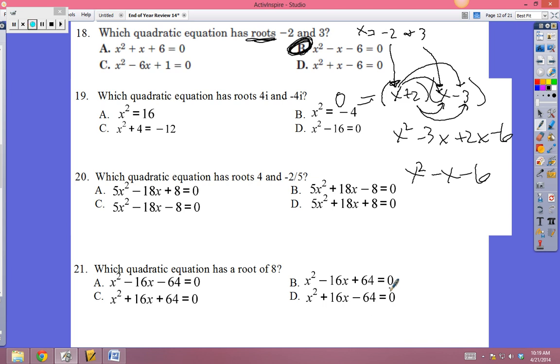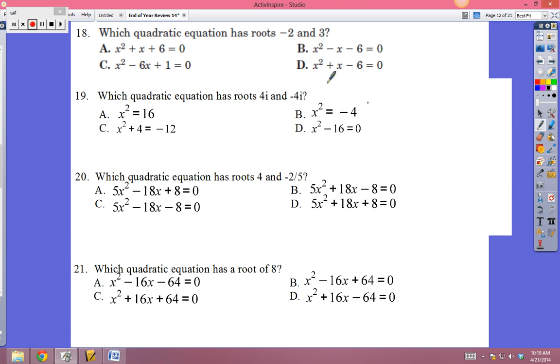Okay, 19 is kind of a trick question. If your solutions are 4i and -4i, so we got x equals 4i and -4i, it's going to be the same. 0 has to be x. So if I plug this 4i in to get 0, I got to do a minus 4i. And if I plug this -4i in, then I got to do plus 4i. So they're always kind of opposite.